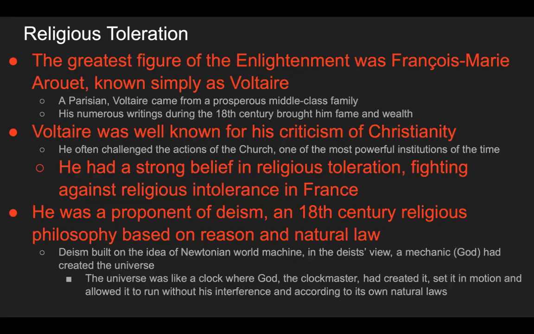All right, religious toleration. So the greatest figure of the Enlightenment was a guy named Francois-Marie Arouet, known simply by his pen name, Voltaire. He was from Paris. Voltaire also came from a prosperous middle-class family. His numerous writings during the 18th century brought him fame and wealth.